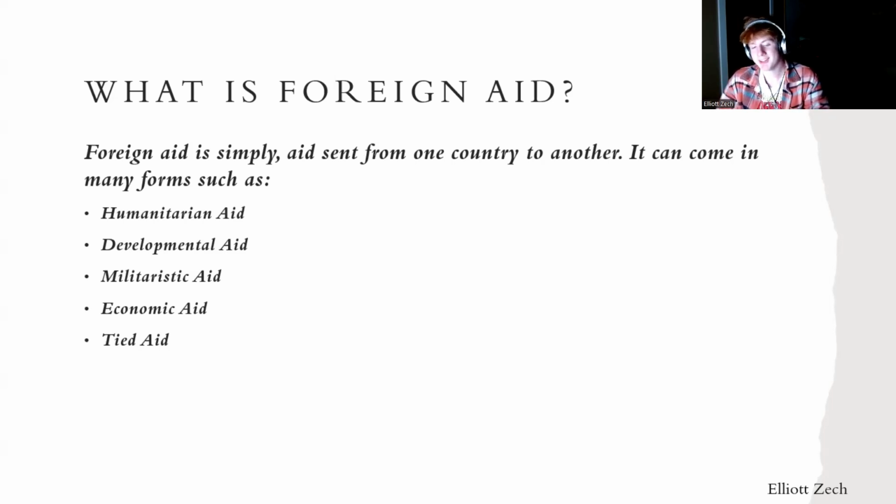And tied aid is sending money to a recipient country, hoping that in return you'll get increased imports or something. So it could be me sending you $1 million and then saying, hey, with that $1 million, you're going to have to import goods from my country. And so that's foreign aid.